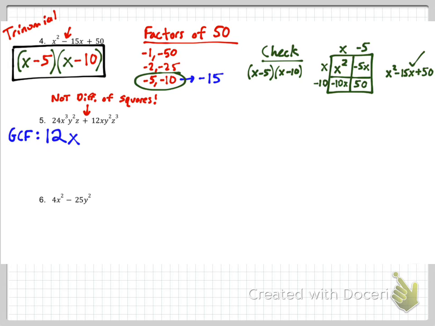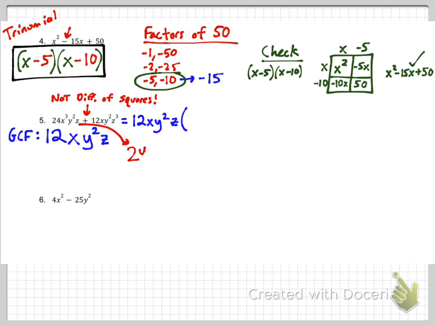X, there's an x in both of them. There's a y squared in both of them, and there's a z in both of them. The reason I can't put x cubed is because the second one only has x to the first power. The reason I can't put z cubed is because the first one only has z to the first power. Now, if that's the GCF, how do we figure out what's in parentheses and left behind?